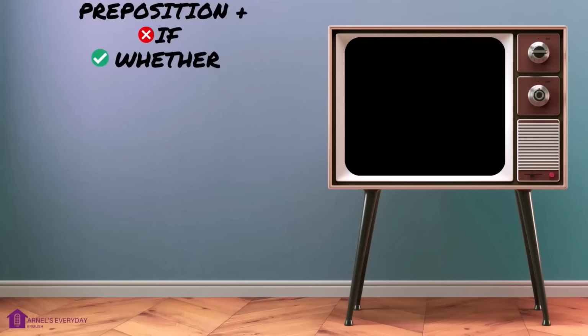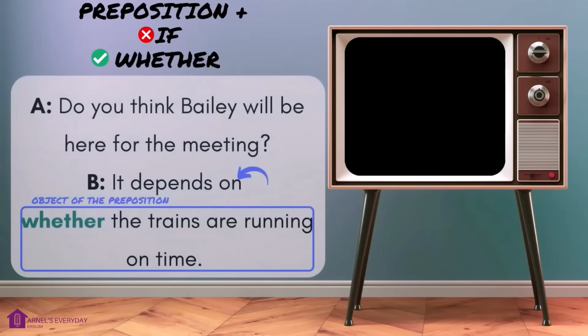But I do need to mention that group 3 has its exceptions, like if cannot be used as the object of the preposition. Do you think Bailey will be here for the meeting? It depends on whether the trains are running on time. It depends on if the trains are running on time? No.